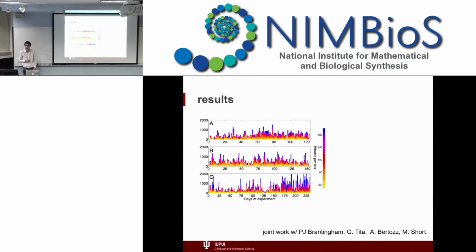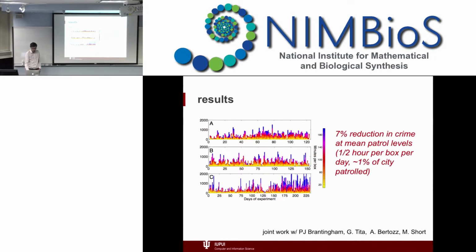Then the question is, it's great if you can predict where these hotspots are going to happen, but do you have enough resources to actually do an intervention? In our experiment, we just let officers do what they would normally do. So in LA, they have to jump around from call to call. It turns out, on average, they only have about half an hour a day they can spend in a hotspot.